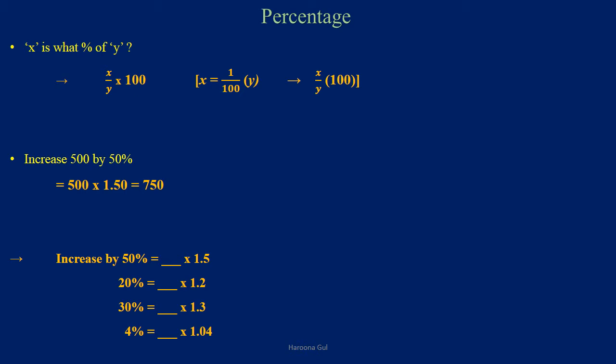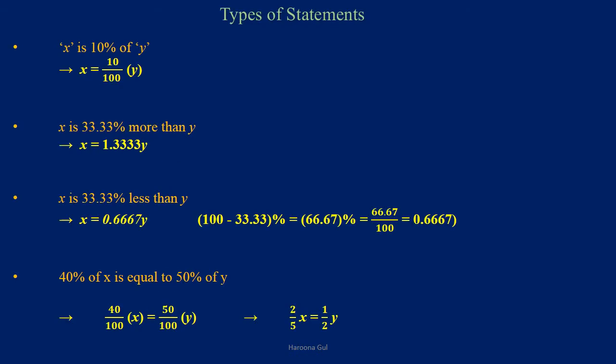Now when there are statements like increase by 50%, increase by 20%, increase by 30%, increase by 4%, etc., what we're going to do is multiply by 1 point the increase. So if it says increased by 50%, we're going to multiply our number by 1.5. If it says increased by 20%, we're going to multiply it by 1.20 and so on. Let us see the different types of statements that we can get in our exam.